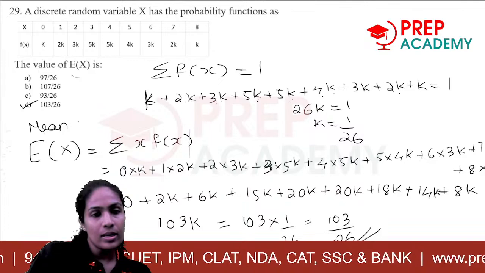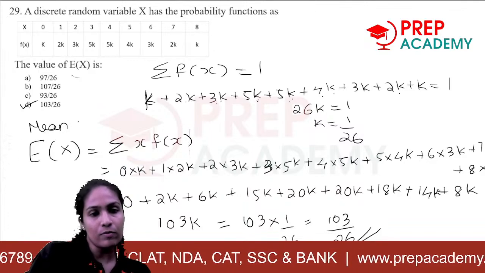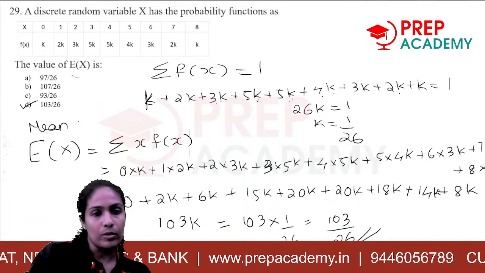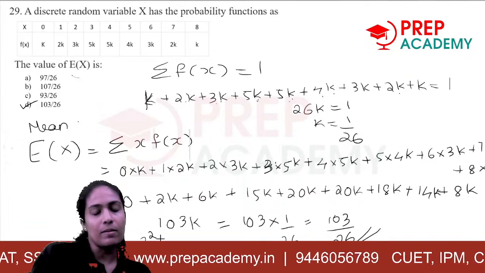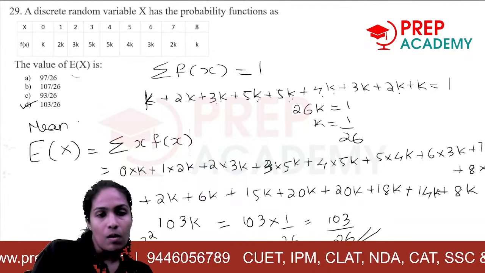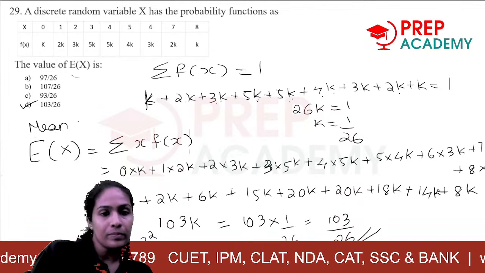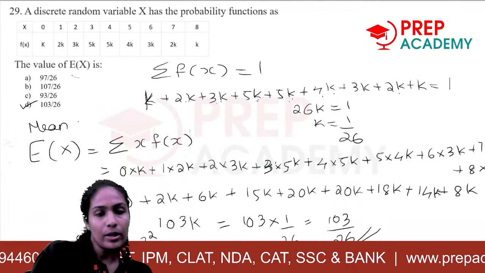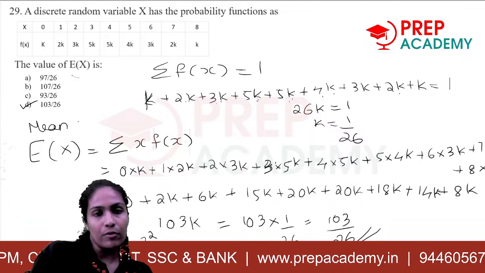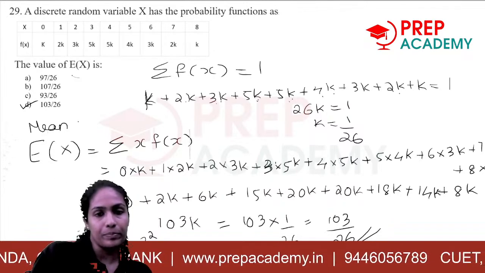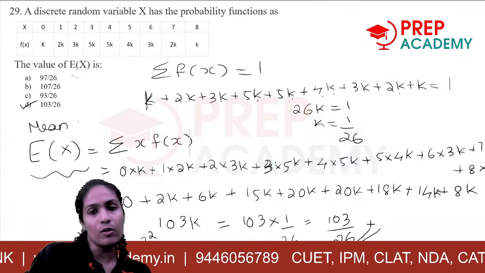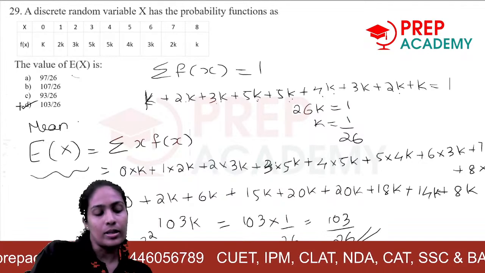Now variance, sigma square, is defined as expectation of x square minus expectation of x the whole square. Remember this point also. Sigma square, that is variance, is equal to expectation of x square minus expectation of x the whole square. Expectation of x square means sigma x square into f of x, minus sigma x into f of x the whole square. But here the question is to find the expectation of x, and the answer is 103 by 26. The correct option is option B.